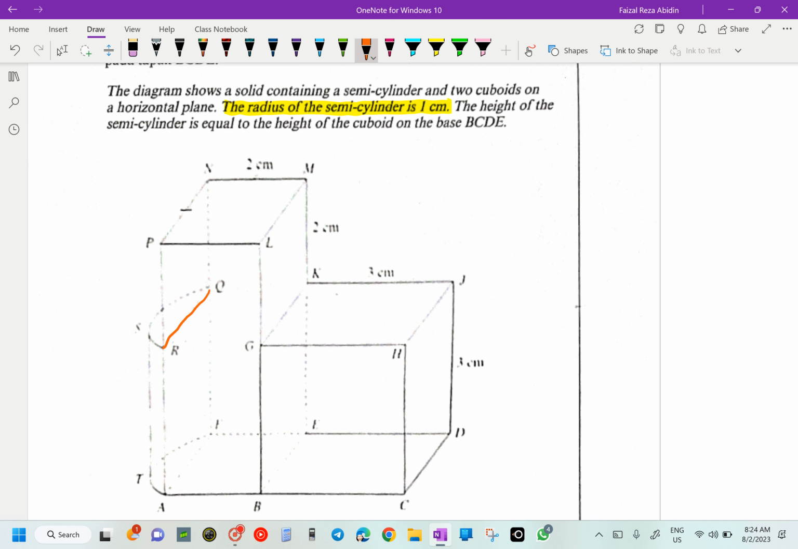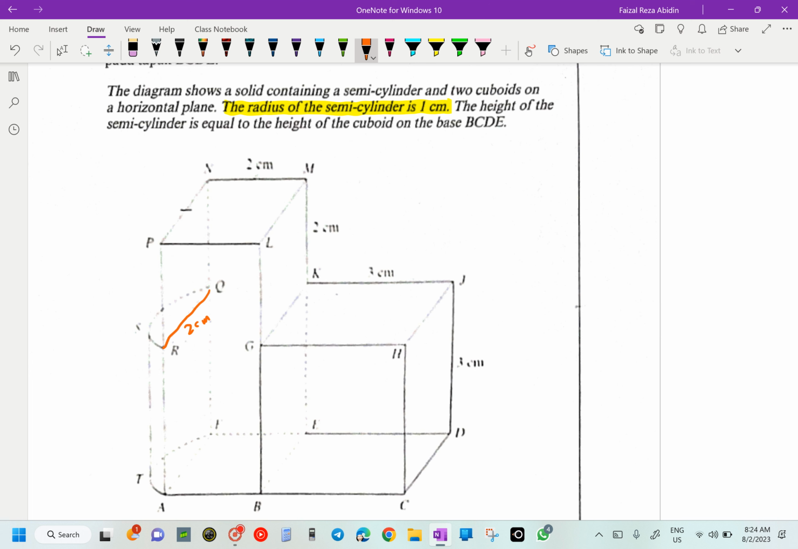Kalau dia bagi radius is 1, so QR is what? Girls, saya tanya soalan. Radius 1. My question is, how about QR? Radius tu daripada pusat ke ni. Diameter is QR. So QR is going to be 2 times 1. You are going to get 2. Faham? Dia tak bagi tahu, awak lah kena tahu.